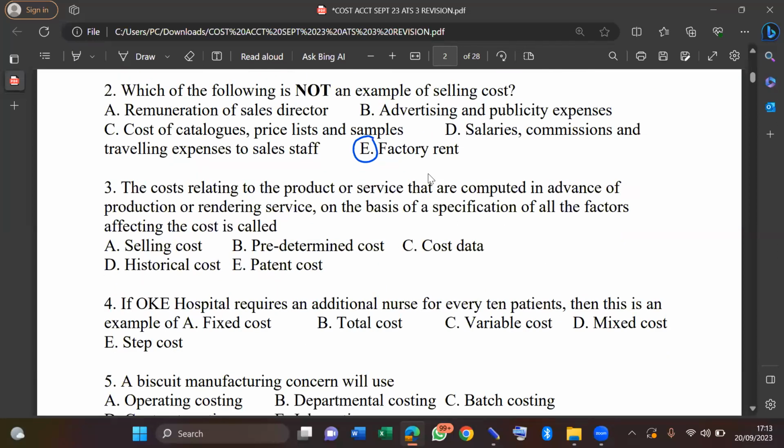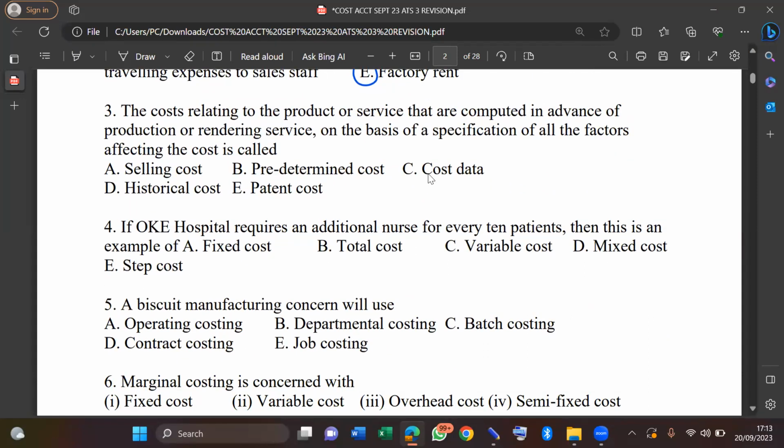Question 3. Costs related to the product or service that are computed in advance of production or rendition of services, on the basis of specification of all the factors affecting the cost, is called dash. A, selling cost; B, predetermined cost; C, cost data; D, historical cost; E, stated cost. A predetermined cost. Why the predetermined cost and not the selling cost? Can you differentiate?